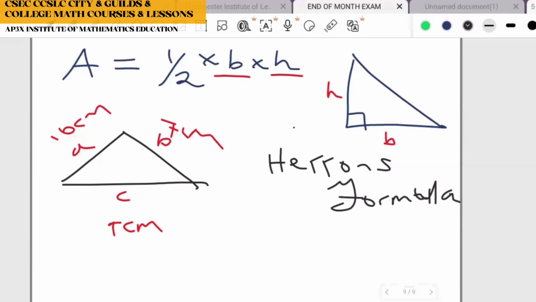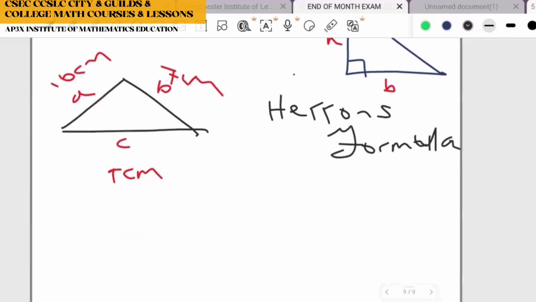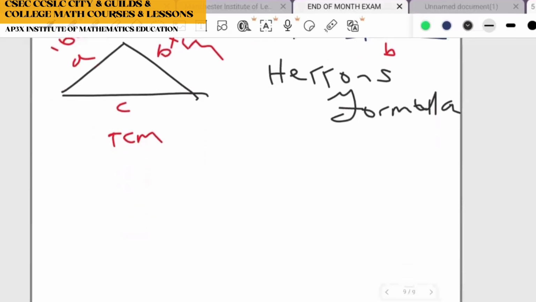All right. So what exactly is the Heron's formula then? Heron's formula contains two parts. We're not going to be proving how it was derived. CSET doesn't really ask you to prove stuff. They just say, here's the formula, use it to get the answer.